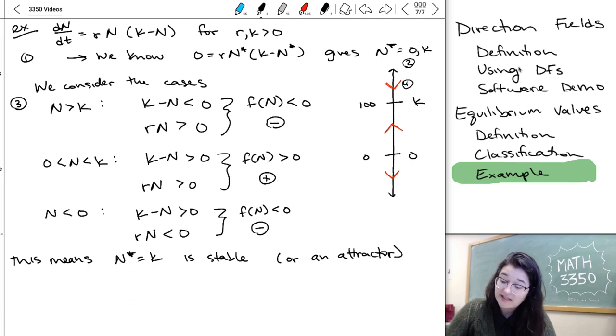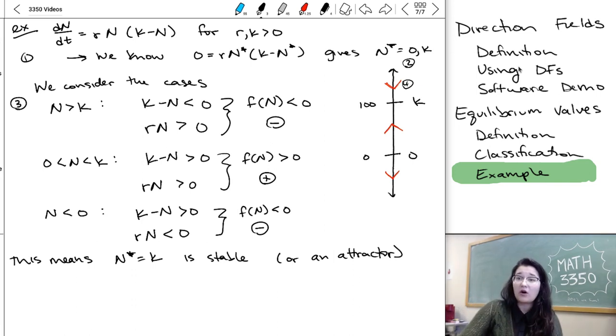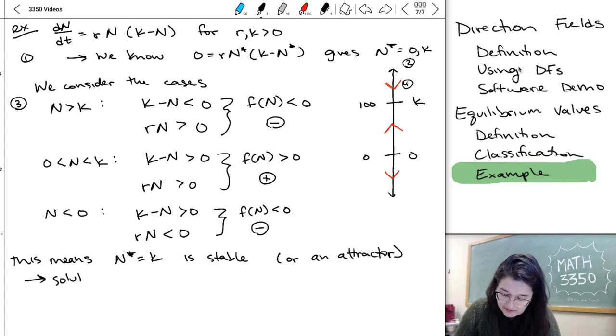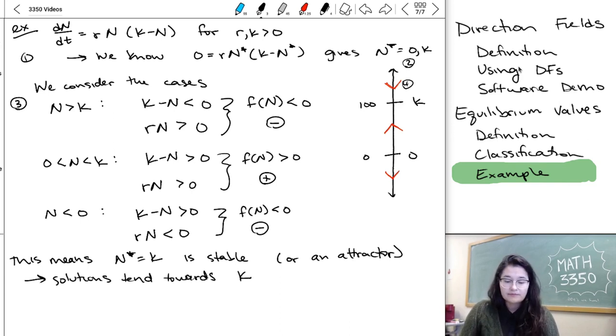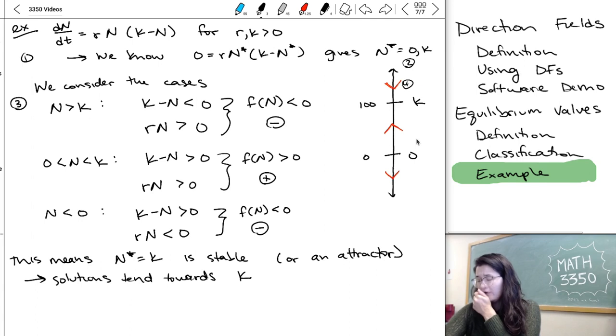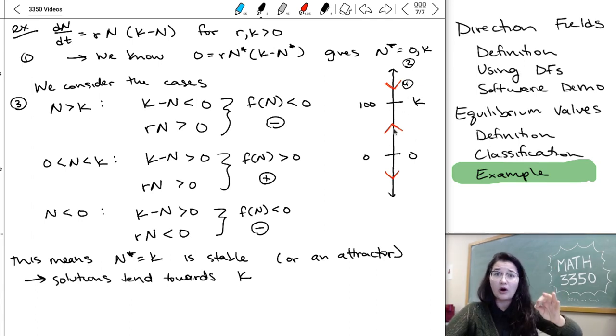And just another piece of vocab for you, I'll always say stable, unstable, but you might hear this called an attractor. And that's just because solutions tend towards K. So if you think about it, if you drop a ball somewhere on this line and it follows the arrows, where's it going to go?